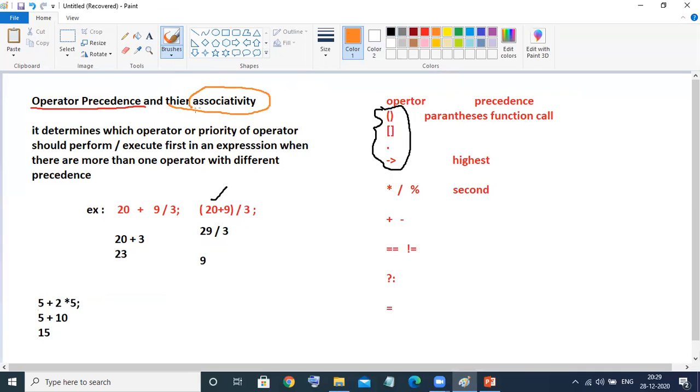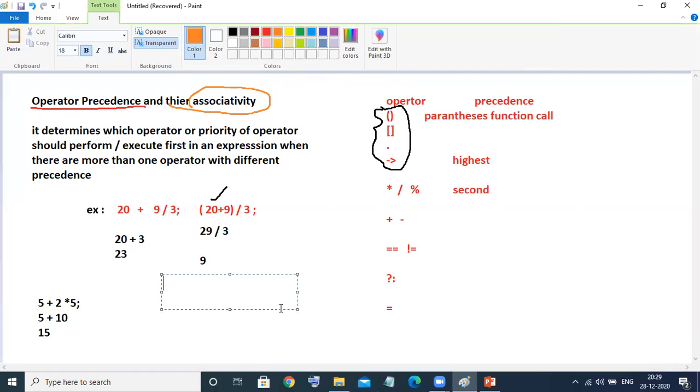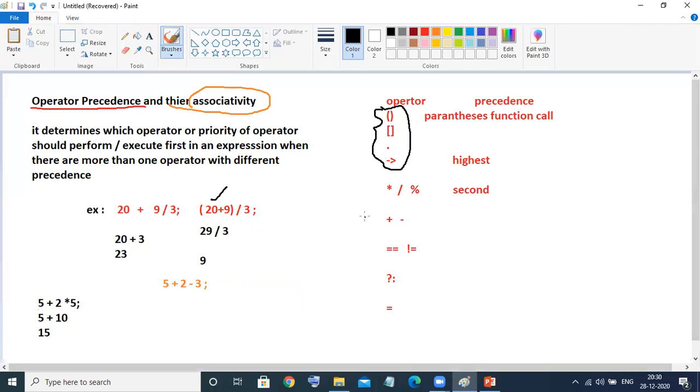Associativity. Now what exactly do we mean by associativity? Associativity comes into the picture whenever your expression has two operators with the same precedence. For example, take 5 plus 2 minus 3. If this is the expression, you know that plus and minus both lie on the same precedence. We have discussed that plus and minus lie on the same precedence.